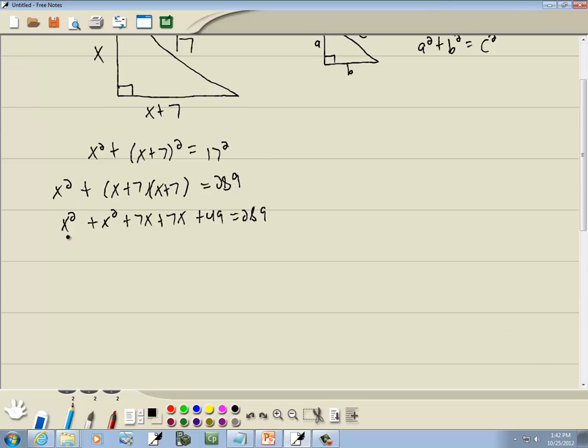Combine together like terms. X squared plus x squared is 2x squared. 7x plus 7x is 14x. And I'm wanting to solve this, so I know I need to get everything over on one side and 0 on the other. So I'll bring the 289 over. It becomes a negative 289. So we got 2x squared plus 14x. I think that's minus 240, but let me double check it on my calculator.